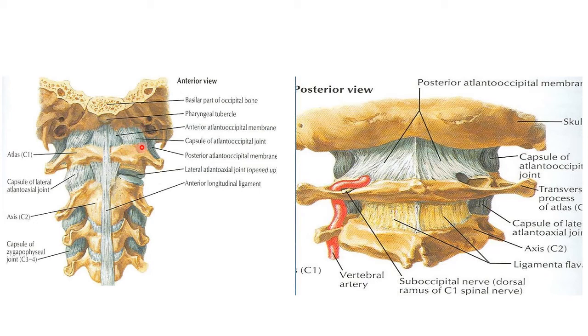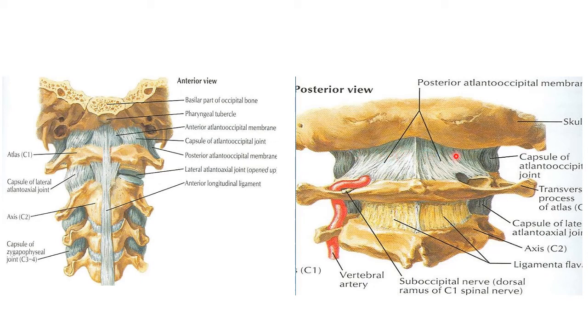Others are accessory ligaments. One is this one, the anterior atlanto-occipital membrane. It is on the anterior side, so it is called anterior atlanto-occipital membrane. It is attached below to the arch of the atlas and above to the margin of the foramen magnum. It fuses with the fibrous capsule laterally, and it is also strengthened by the anterior longitudinal ligament. This is the anterior longitudinal ligament.